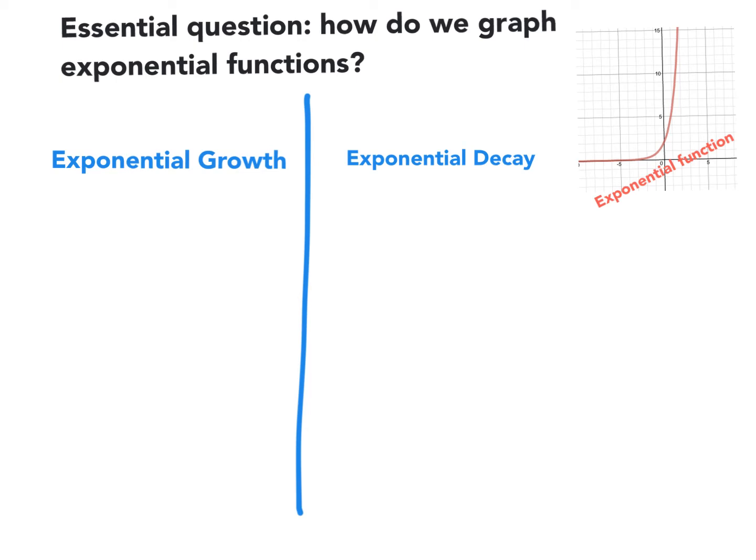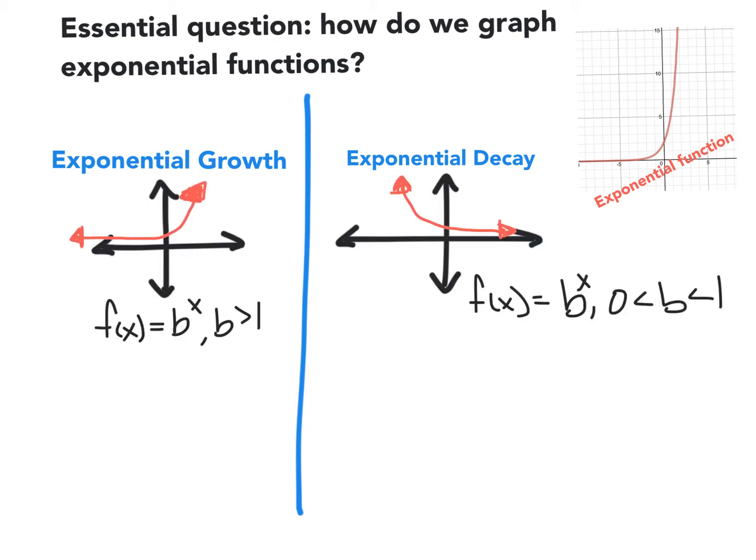Alright, in this video we will be answering how do we graph exponential functions. Remember, exponential functions look like this. First, let's talk about exponential growth versus exponential decay. Exponential growth rises from left to right, whereas exponential decay falls.